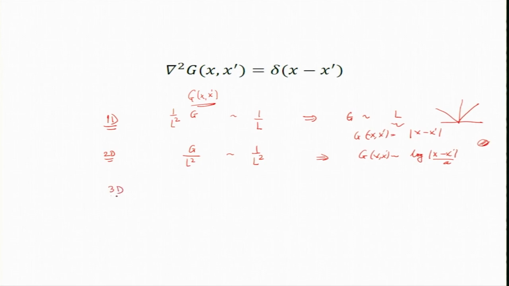In 3D, the left hand side remains the same, G by L squared, and the right hand side is 1 over L cubed. So, G is 1 by L and the answer is 1 by R, right, 1 by 4 pi R. So, this is all consistent. You can verify from dimension that this is what we get. So, this is for the Poisson equation. I think this is just straightforward, but we should know how to do this stuff.